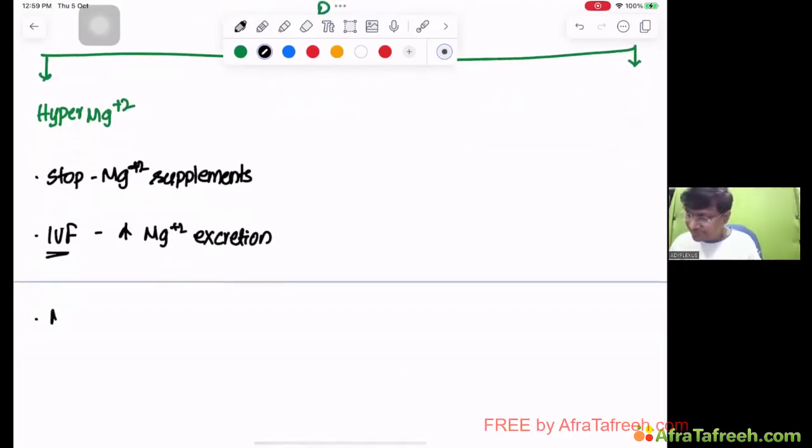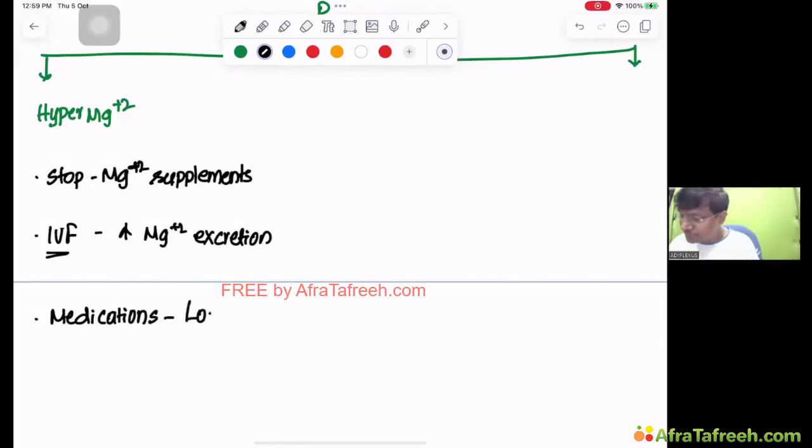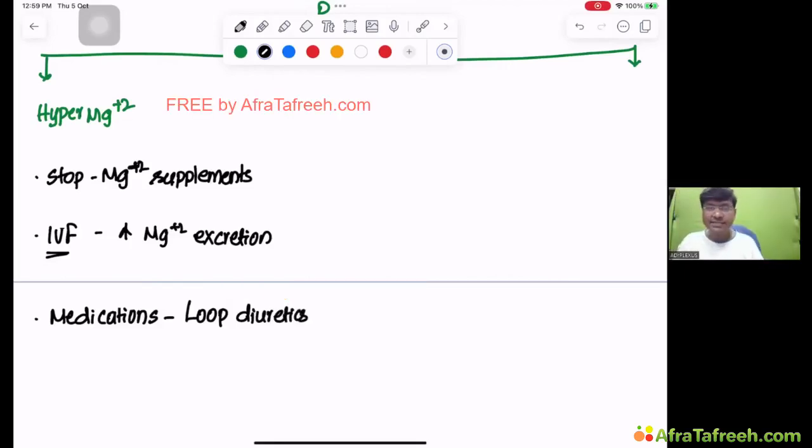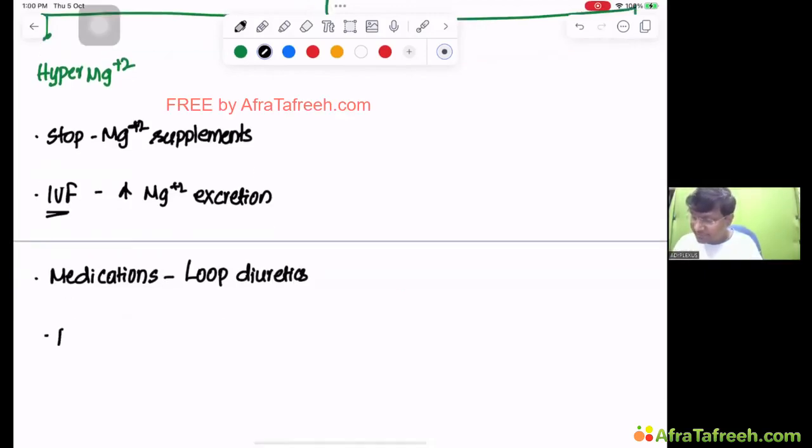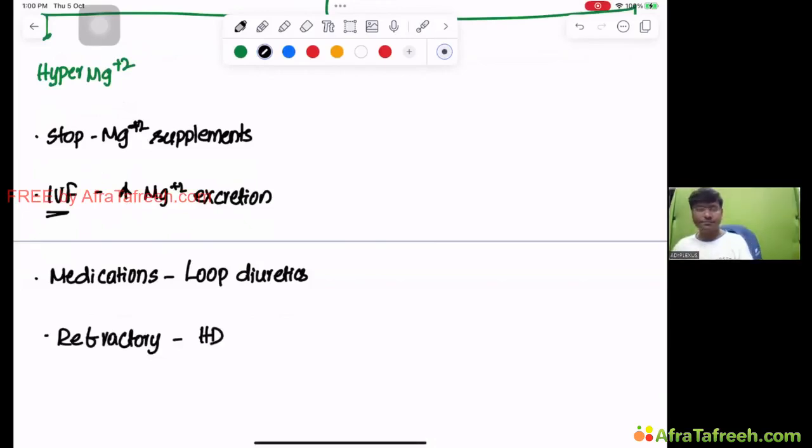And you should also give medications. What are the medications that are given to treat the hypermagnesemia? You need to give loop diuretics, and these loop diuretics include furosemide. These are the drugs which are given for treatment of hypermagnesemia. And in refractory cases, you need to do hemodialysis. That is how you will treat hypermagnesemia.